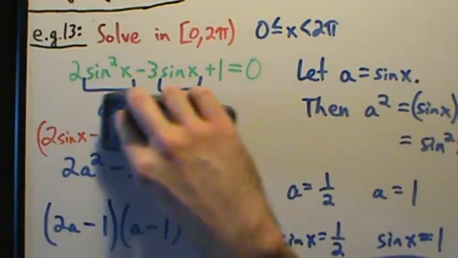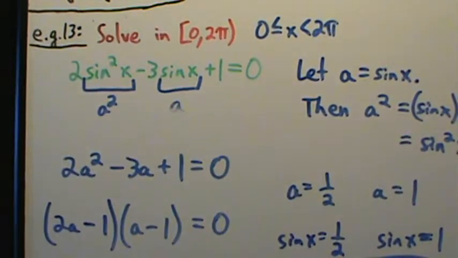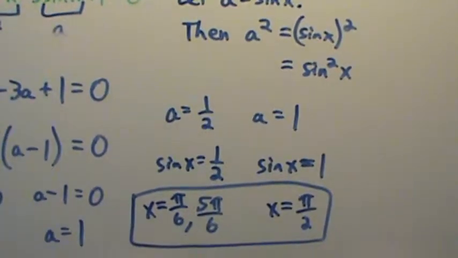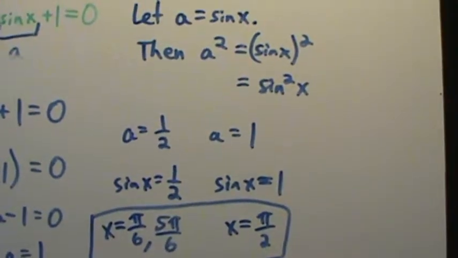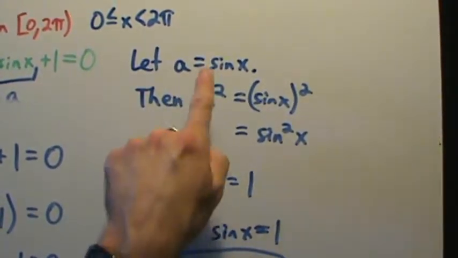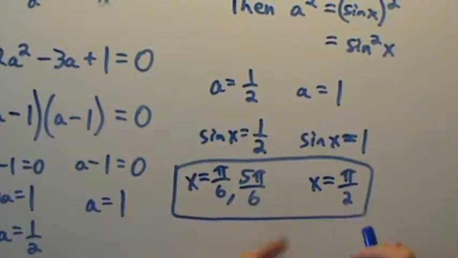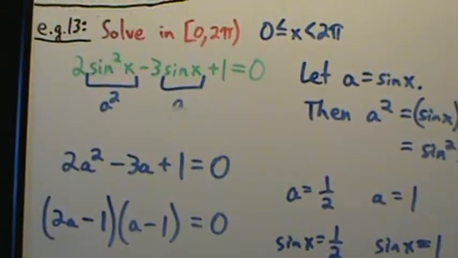So after we did that, we just solved the quadratic equation by factoring, and then very important to make sure that we back substitute. So a is the sine of x, so if a equals 1/2, then sine of x is also 1/2. A equals 1, but a is the sine of x, so sine of x also equals 1. And then from this point on, it's just a matter of knowing the unit circle. And that's pretty much it for example 13 of solving trig equations.